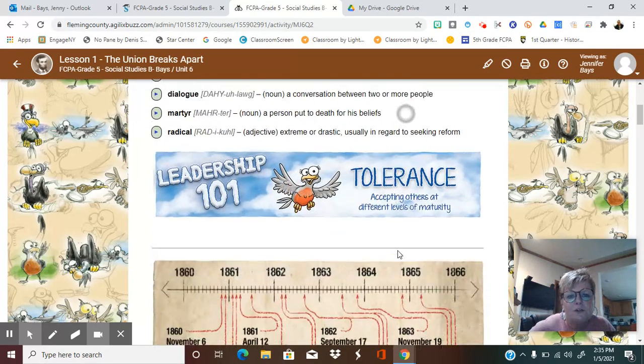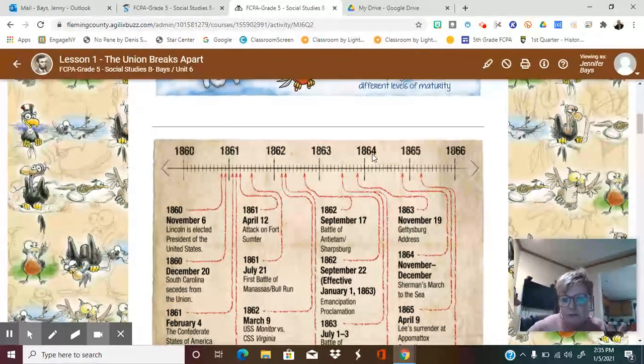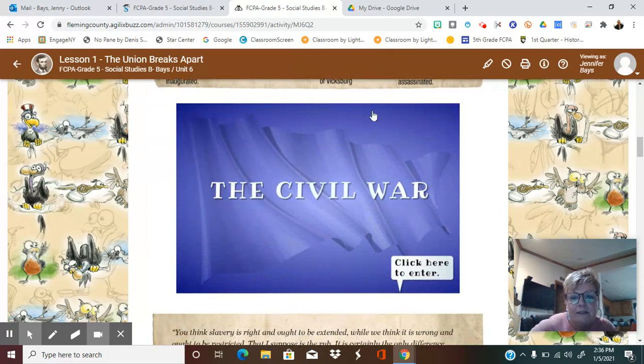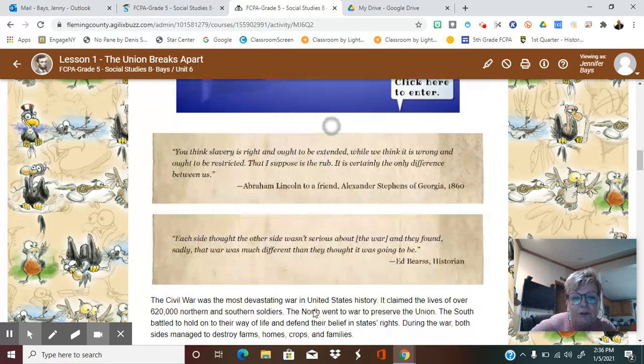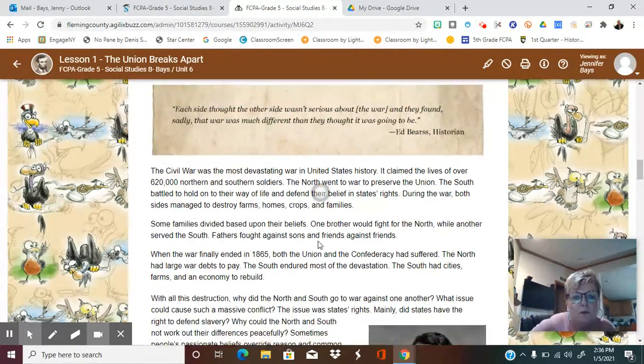A Civil War is a war between two parts of the same country. When two sections of the country disagree about something and they fight within their country, that's a civil war. So pay attention to the timeline. It shows some of the events of the Civil War, and then there's a nice video here for you to watch. And the Civil War was a big deal.